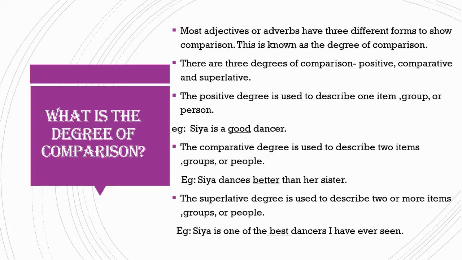The positive degree is used to describe one item, group, or person. Example: Sia is a good dancer. The comparative degree is used to describe two items, groups, or people. Example: Sia dances better than her sister. The superlative degree is used to describe two or more items, groups, or people. Example: Sia is one of the best dancers I have ever seen.